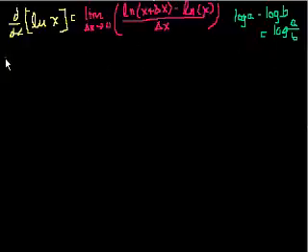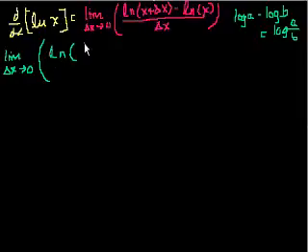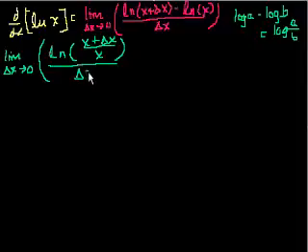So let me rewrite the whole thing, and I'm going to keep switching colors to keep it from getting monotonous. We have the limit as delta x approaches 0 of this big thing. Let's see. So log of a minus b is equal to log of a over b. So this top, the numerator, will equal the natural log of x plus delta x over x, right? A over b. All of that over delta x.